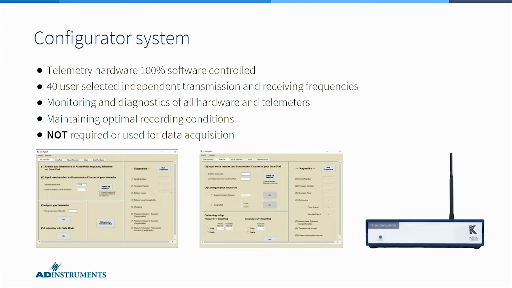And it's really easy to set up and use, and there are videos on the ADInstruments website that show this as well. The configurator system allows you also to carry out monitoring and diagnostics of the system to maintain optimal recording conditions and make sure that everything's working as it should be. It's worth pointing out that this is not a data acquisition system. It's not required for data acquisition. It's solely for the control and the configuration of the telemetry system.